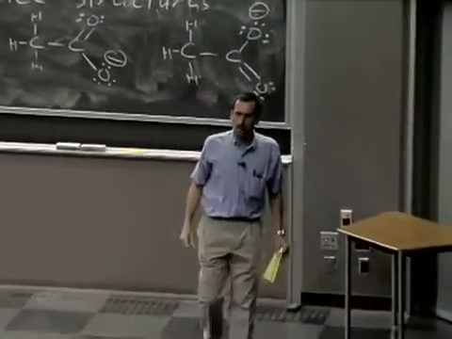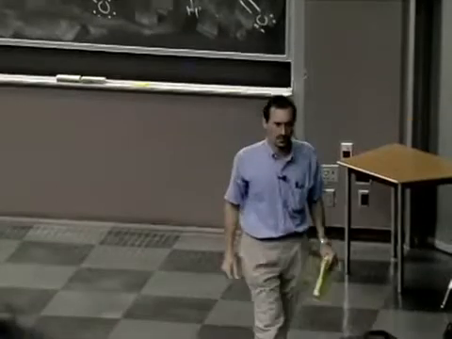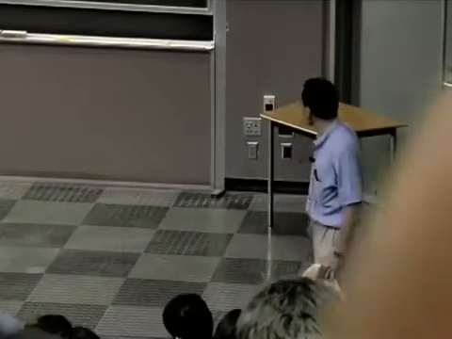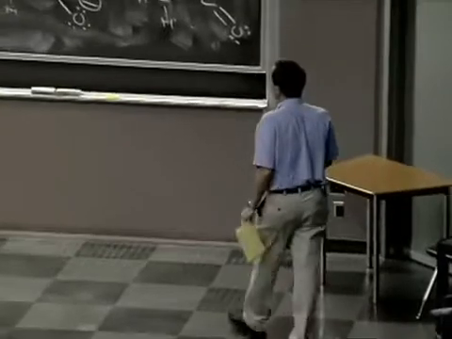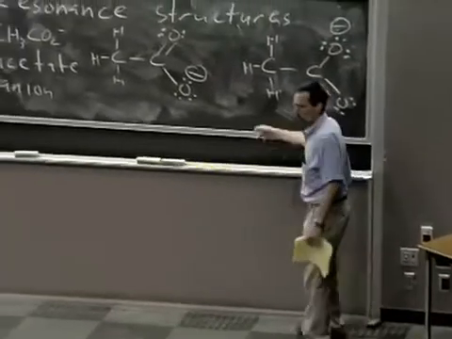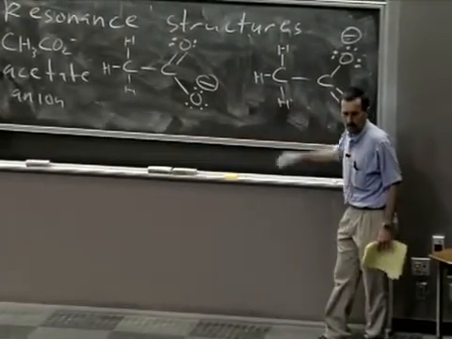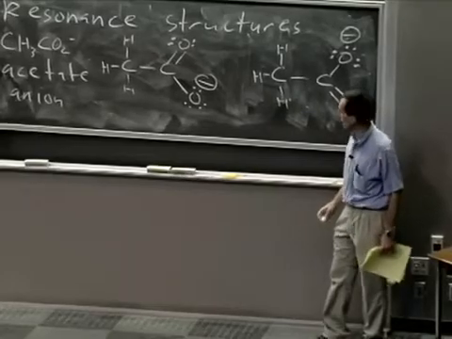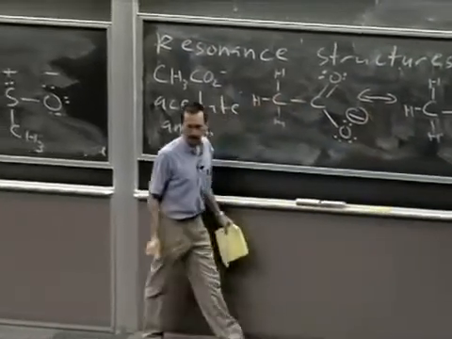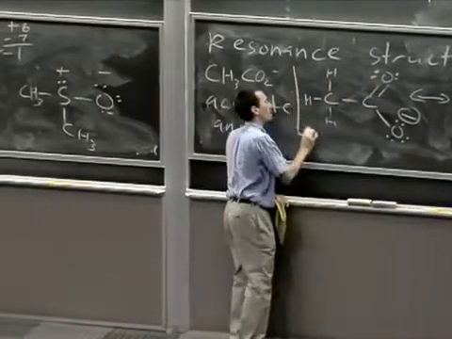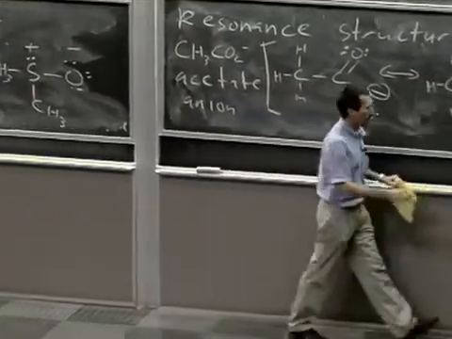Which there's a double bond to the bottom oxygen and a single bond to the top oxygen. And that structure would be just as valid. And together, the two of them make up the best picture that I can write of this molecule using Lewis electron dot structures. It's not the structure on the left, it's not the structure on the right, it's both structures at the same time.